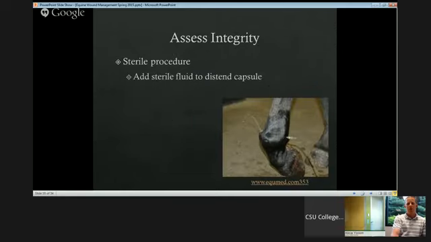Other things that you can do to assess the integrity of the joint are you can also distend the capsule of the joint by adding sterile fluid to the joint itself. And so you just expand the pressure in the joint and see if the fluid is coming out of the wound. So this joint has a wound on the outside of the leg, and the needle's going on the inside of the leg, and the arrow is pointing to the fluid that's coming out the wound itself, and it shows you that the wound has affected that fetlock joint.